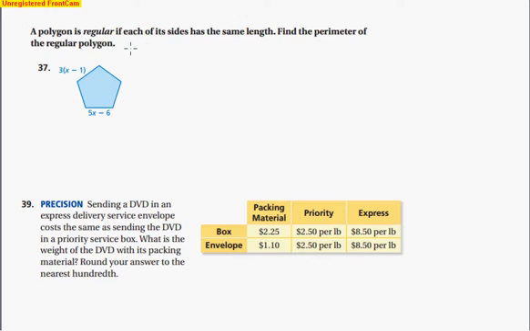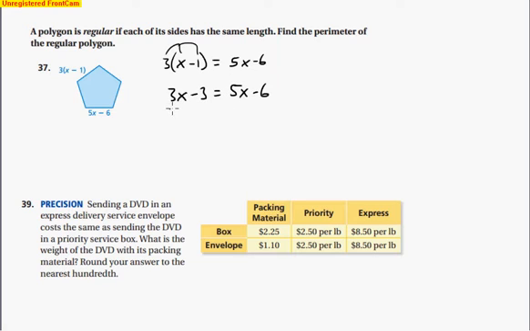Find the perimeter of the regular polygon. So we want to find the perimeter, that's the distance around. So we want to find out what x is. I know this side equals this side, so I'm going to set 3 times the difference of x and 1 equal to 5x minus 6. Distributing here, I get 3x minus 3 equals 5x minus 6.